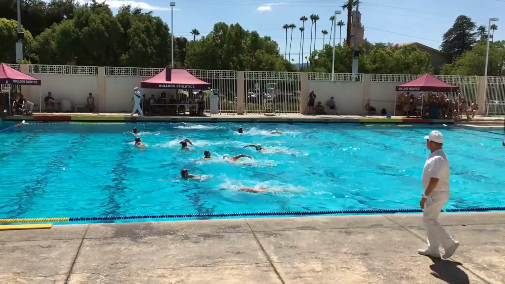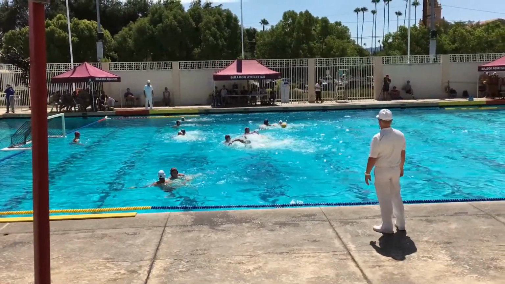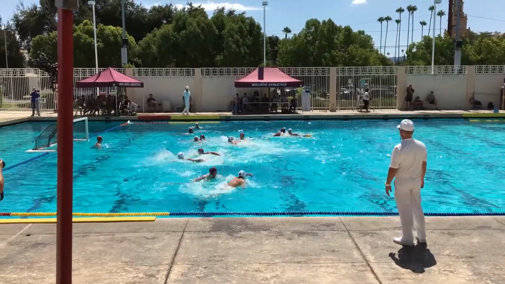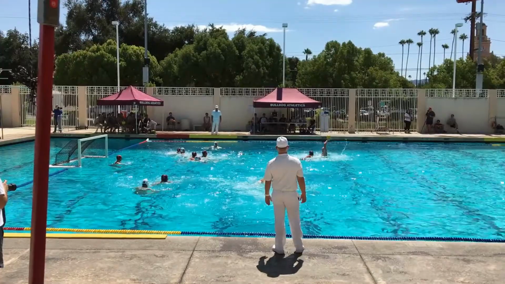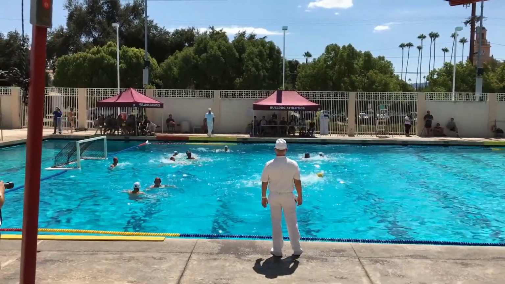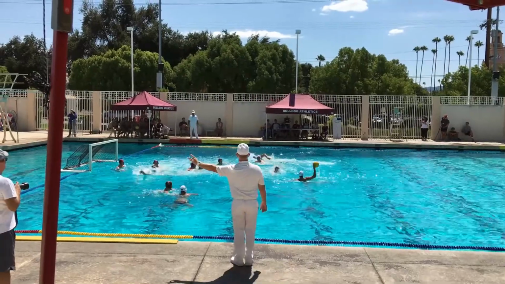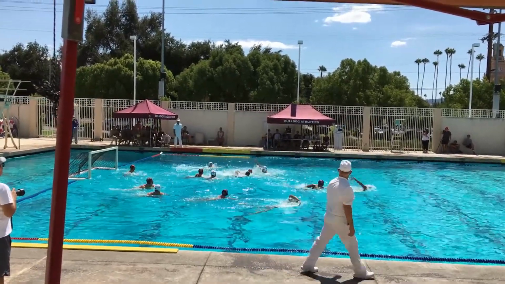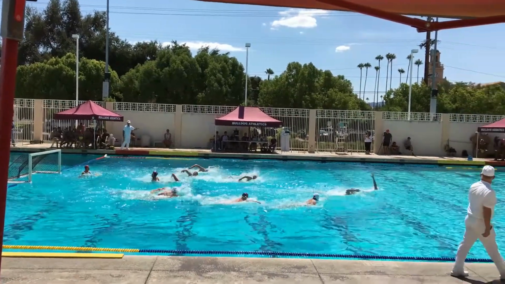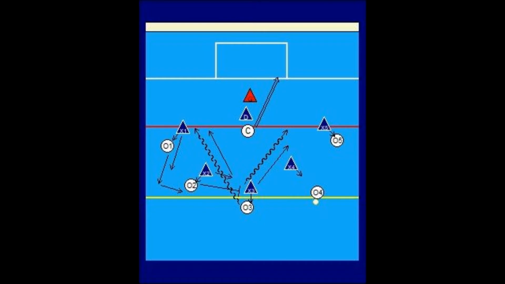You can see USC setting your pick. 1 comes up. There's no opportunity to enter the ball. So the pass comes across. The 5 slides into the pocket. Defense has to adjust. 4 swims down. And unfortunately, mishandles the ball. And off we go.